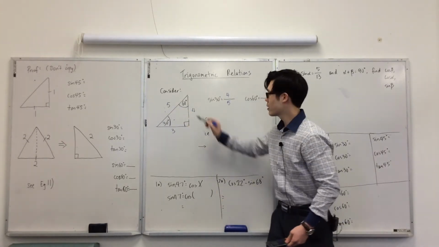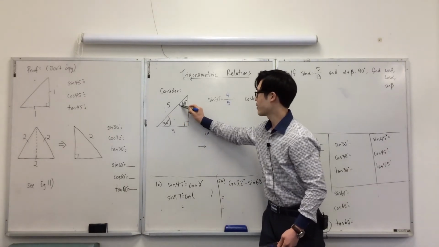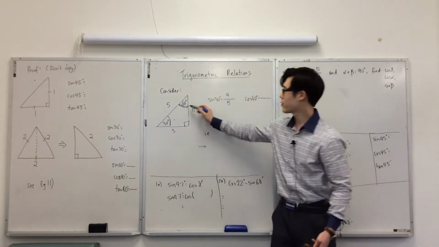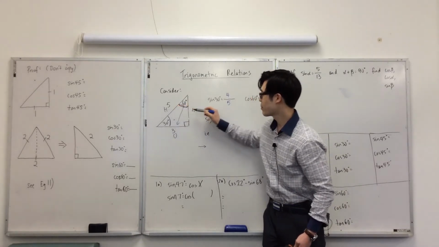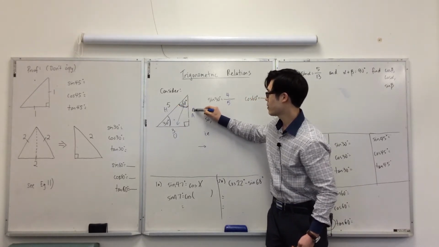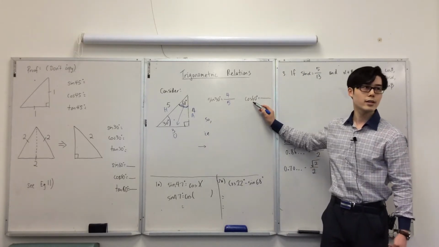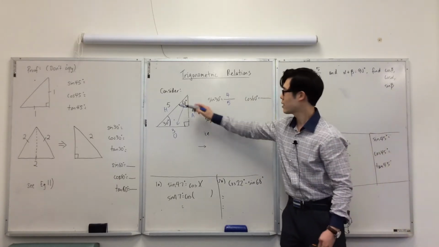Girls, this time, I want you to ignore the 30 and focus on the 60 only, okay? From the 60 degrees, the opposite to that is 3. The hypotenuse is still 5, but the adjacent is now 4, yeah? So what's cosine of 60? Adjacent over hypotenuse, in this case, is 4/5.